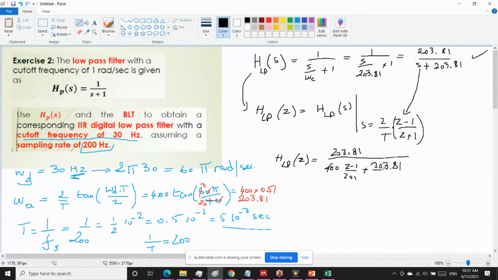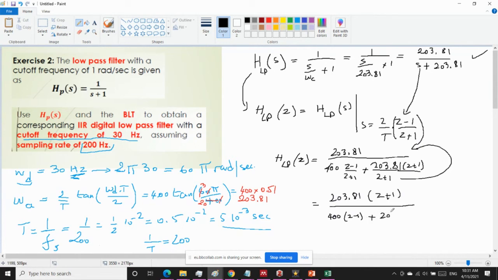طيب ناو نوحد المقامات هنا، فتصير z plus 1 مضروبة في z plus 1، وبعدين هذا المقام حيطلع فوق، فحتصير 203.81 مضروبة في z plus 1 كلها على 400 مضروبة في z minus 1 بلس 203.81 مضروبة في z plus 1، اللي هي 203.81 z بلس 203.81 وتحت 203 z.